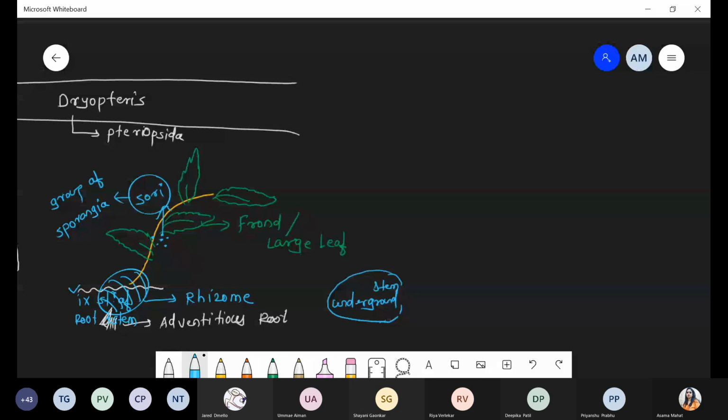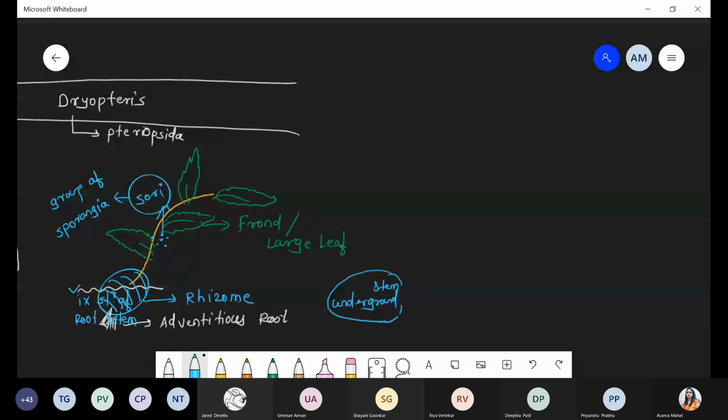Okay, so we discussed rhizome, nothing but the underground stem. Another one we are talking about, Dryopteris, is an example of land fern. So definitely it belongs to land fern. And we know very well, whenever we are talking about the land fern, it has very attractive leaves. So that's why in case of the Dryopteris, we are talking about frond. And what is the meaning of the frond? Frond, nothing but large size leaf.